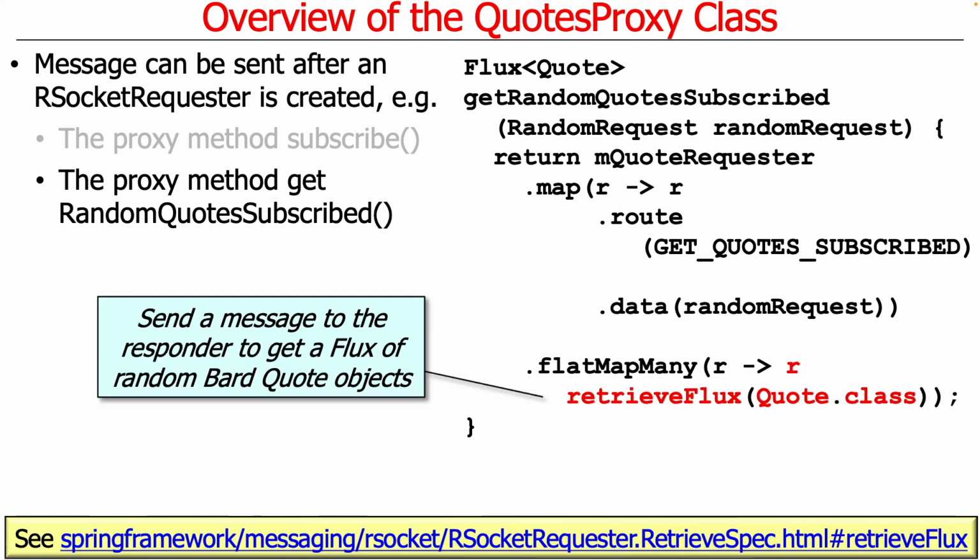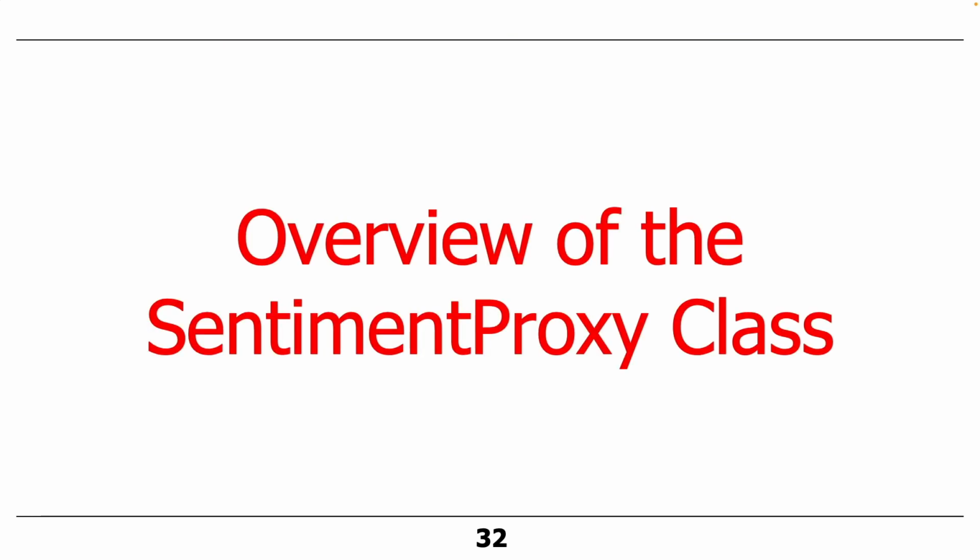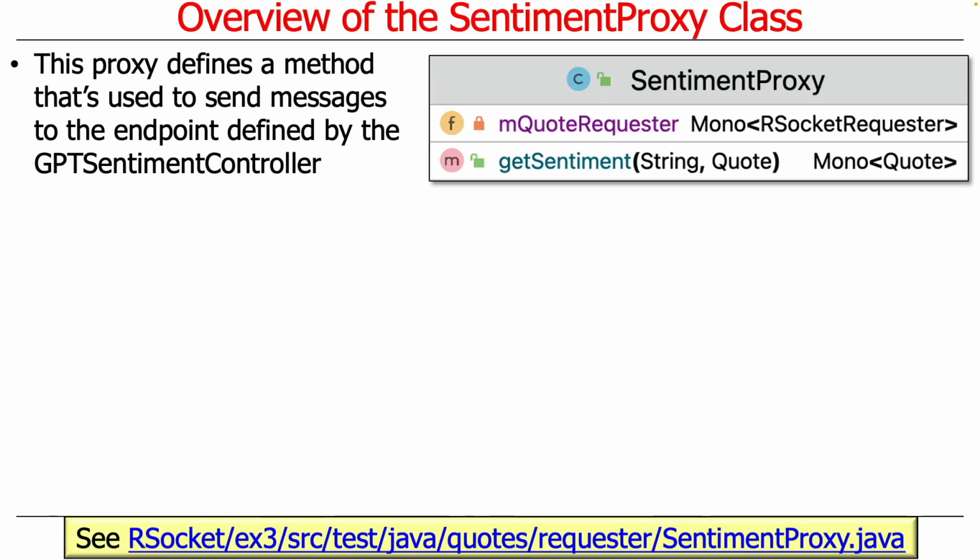Once we've got that, we then do this async two-way call to the responder saying, please get me a flux of quotes that correspond to this subscription and this set of random indices. So that's how we get the data back from that. So we get back a flux of quotes that the caller will then do something with. In particular, it's going to go ahead and ask the sentiment analyzer to figure out the sentiment of these quotes. Speaking of which, here's the SentimentProxy class.